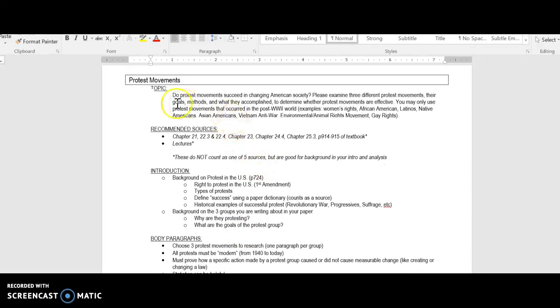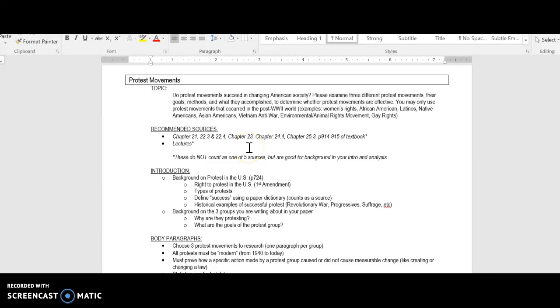I'm going to scroll up for a moment. Up at the top, I just want to note, again, I have chapters of the textbook that cover various protest movements. In addition, there are some lectures that are helpful, especially for the African American Civil Rights Movement. Please note that both of these have asterisks next to them. These do not count as one of your 5 sources, but you can still use them, and they're good for background information in your introduction as well as your analysis. So if you were to use the textbook, that would be a 6th source, and you would need to use 5 additional sources, either outside books or, of course, the databases.